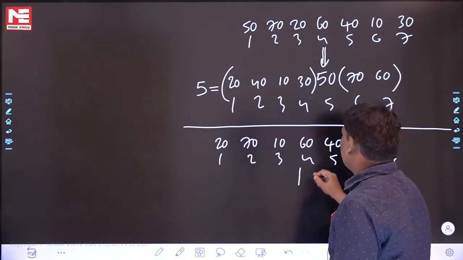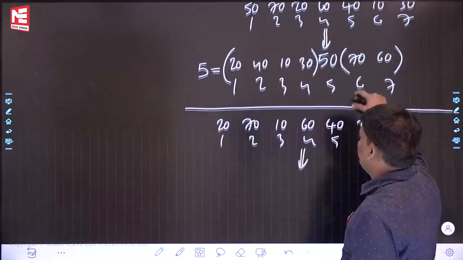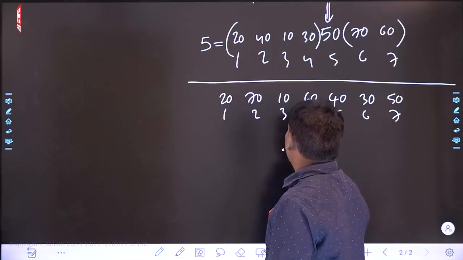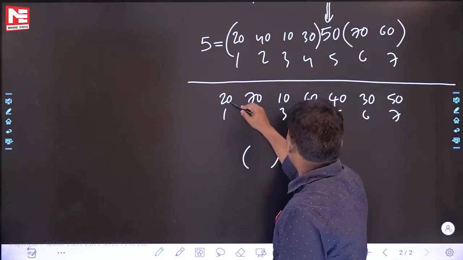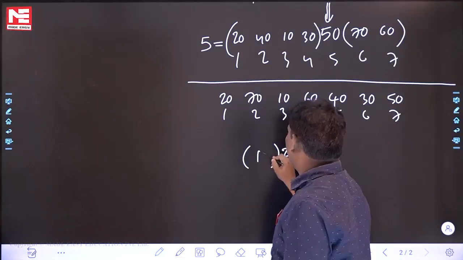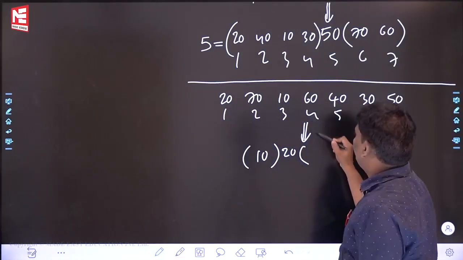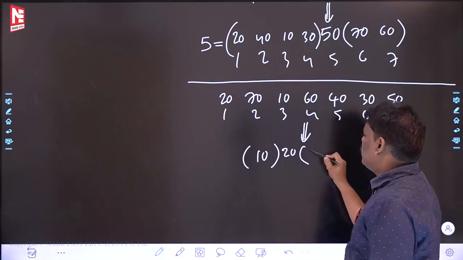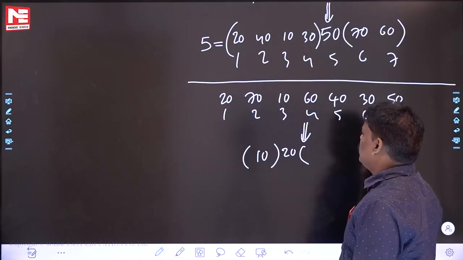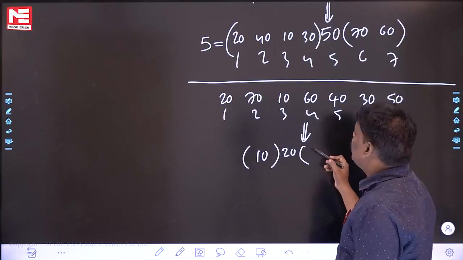Now let me apply the partition algorithm by taking the first element as the pivot. 20 will go to the correct place, less than 20 on one side, more than 20 on the other side. Who is less than 20? Just do one scan and check: 10. Who is more than 20? Don't bother about the order, whatever order they come in, just write. You know the partition algorithm very well, I am just giving it roughly.